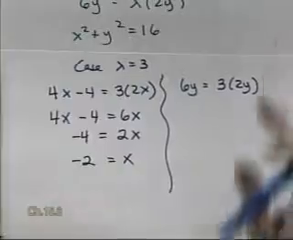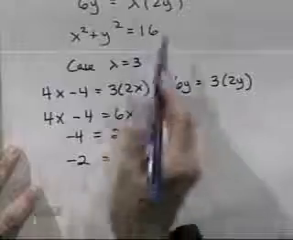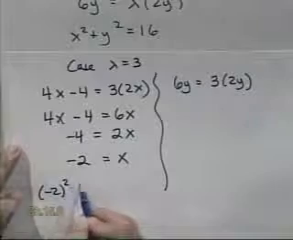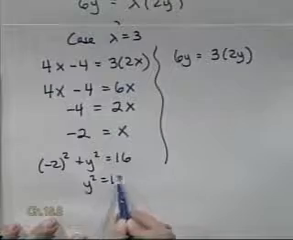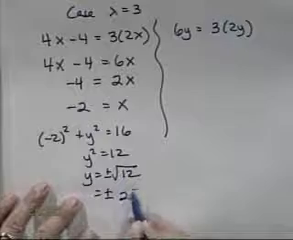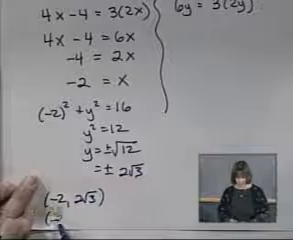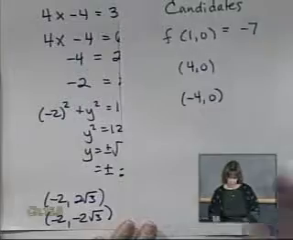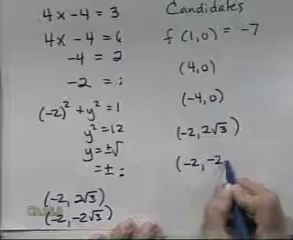Don't forget about your constraint. Since x squared plus y squared must be 16, and the point has to be on that circle, if I plug a negative 2 in for x, that gives me 4. Subtract 4, y squared is 12. So y is plus or minus square root of 12, which your book likes to write as 2 root 3. So we can have the point negative 2, 2 root 3, and negative 2, negative 2 root 3. You with me? So I have two more points.